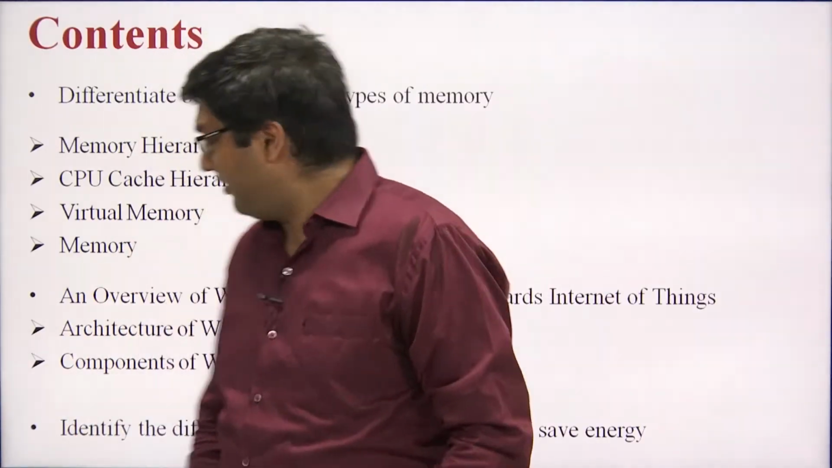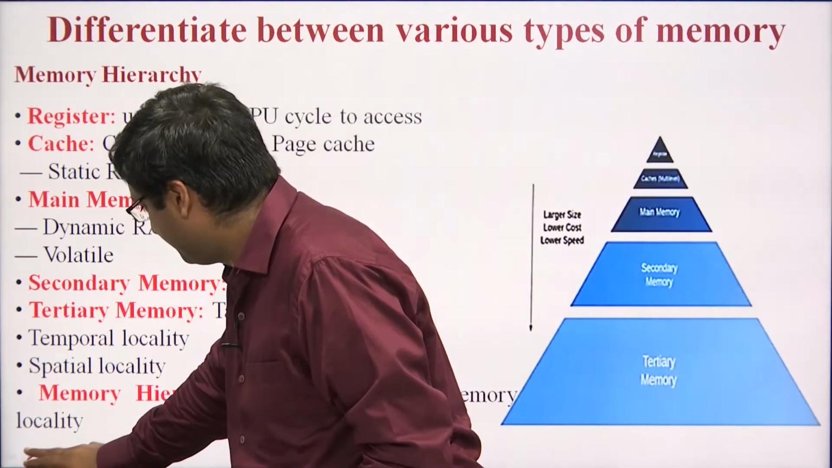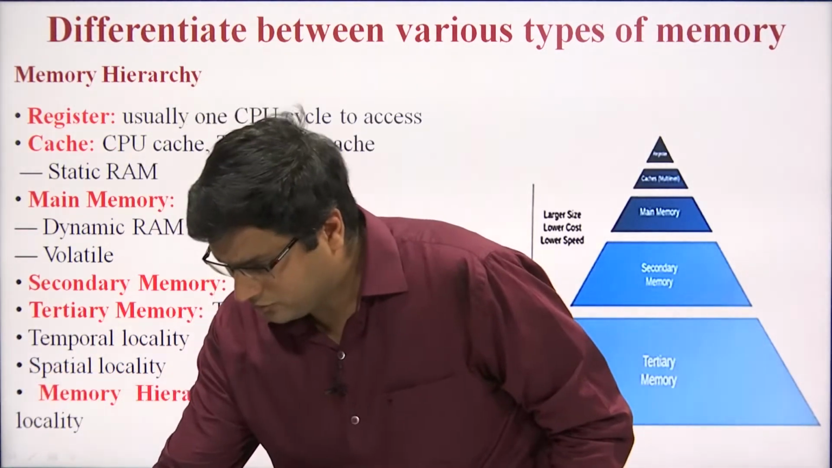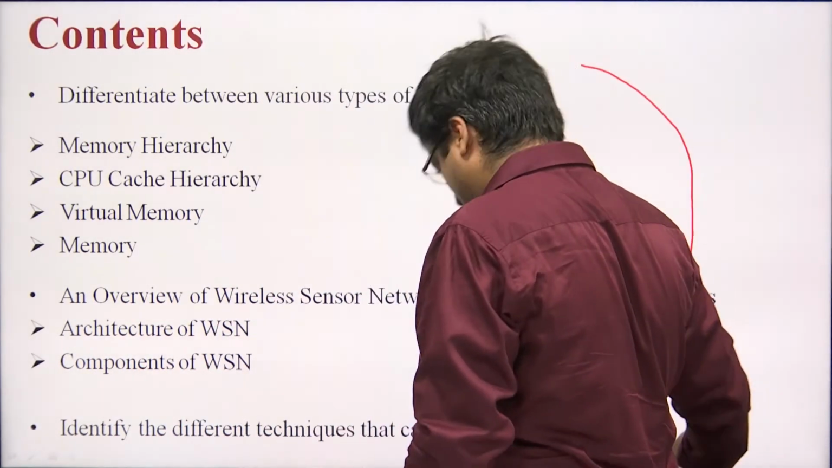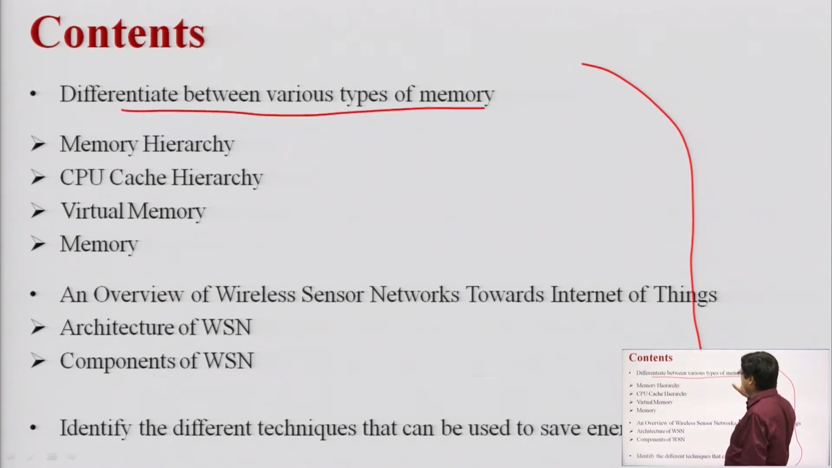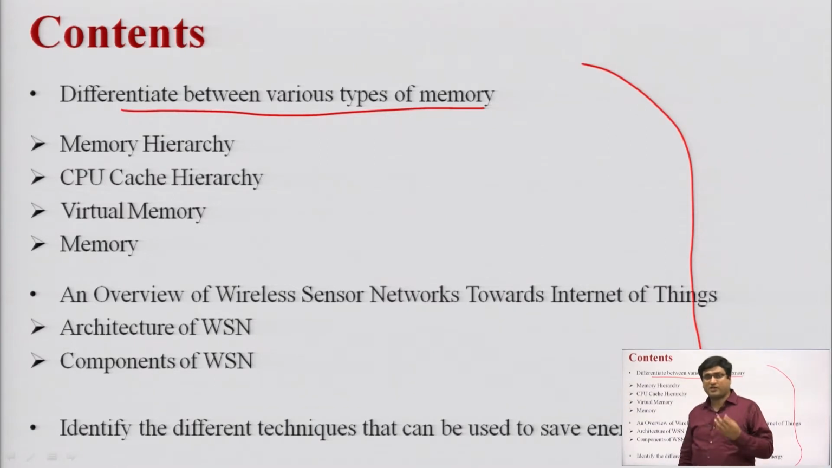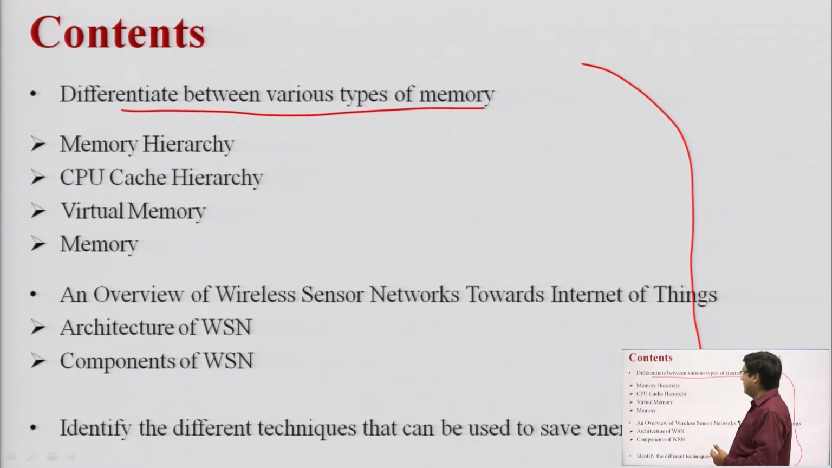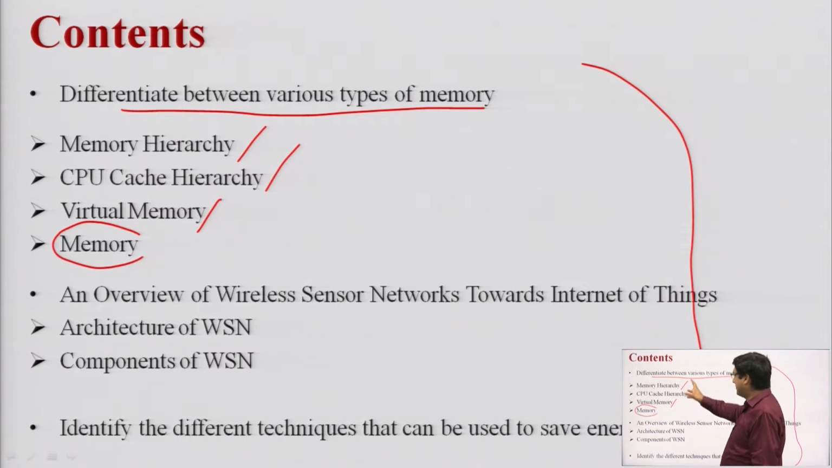These are the table of contents that we will cover in today's lecture. First is to differentiate between various types of memory, because we are using a processor in our IoT system, and in the processor we have memory units. So, we need to study what type of memory can be used in our IoT based system. Under this we will study the memory hierarchy, CPU cache memory, virtual memory, and the types of memory, main memory.